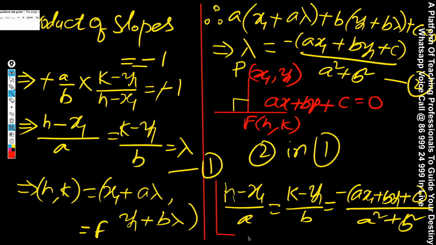See this. You have to understand that. h minus x1 by a is equal to k minus y1 by b is equal to minus of ax1 plus by1 plus c by a square plus b square is the formula to find the foot of the perpendicular.